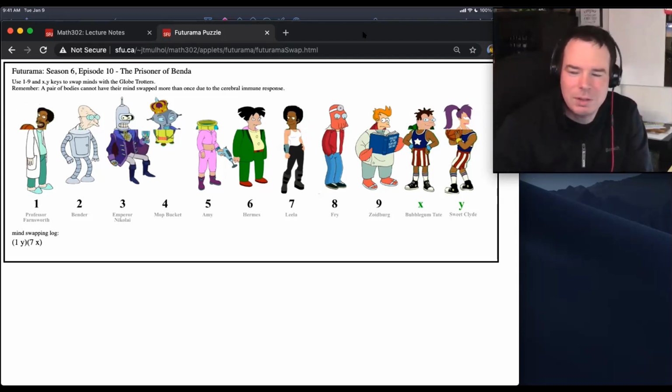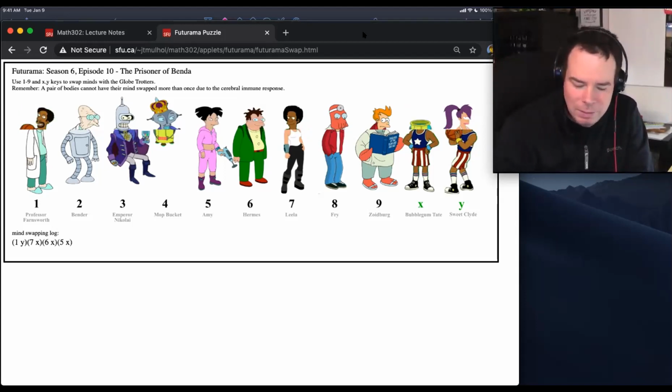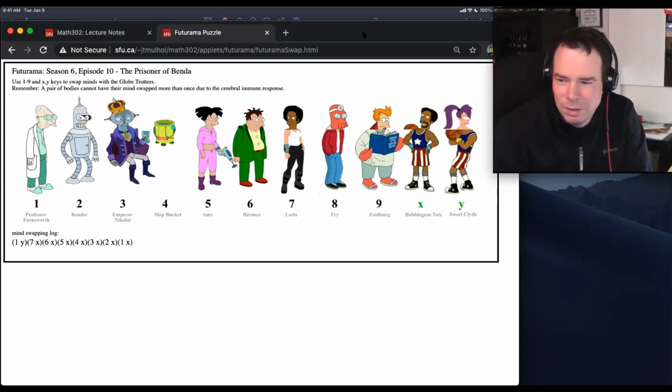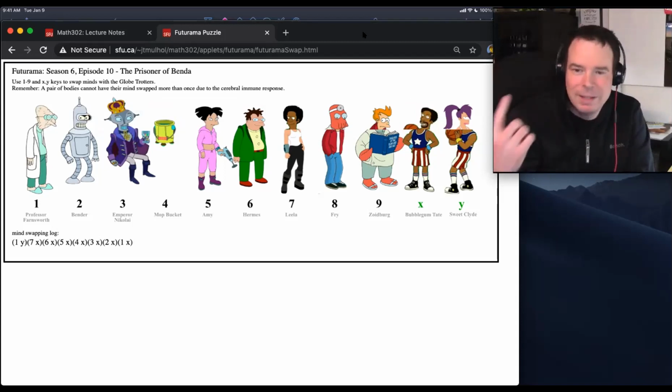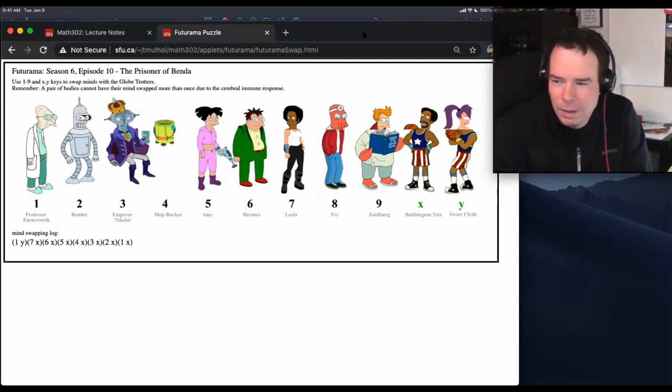And so now I do this sort of domino effect where X gets swapped with 6 to restore Hermes, then 5 to restore Amy, then 4 to restore the Mop Bucket, then 3 to restore the Emperor, and 2 to restore Bender, and 1 to restore the Professor. So I kind of use Bubblegum Tate, or X, as this sort of revolving door that all the minds just started filtering through. And then Leela still has to go home.